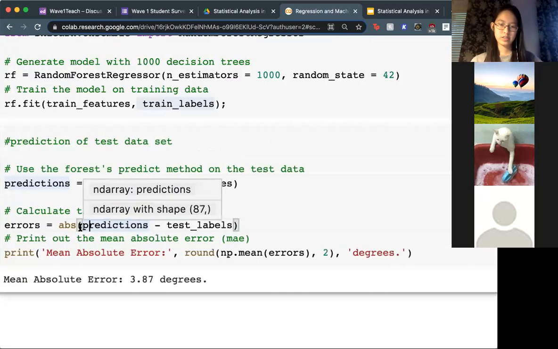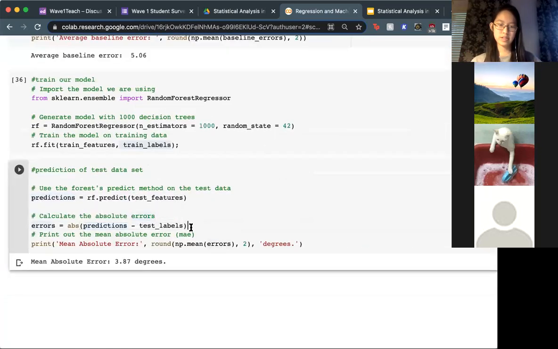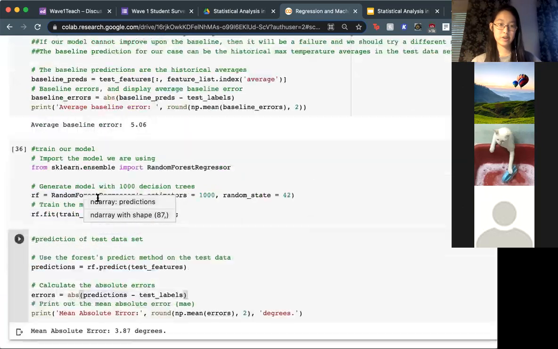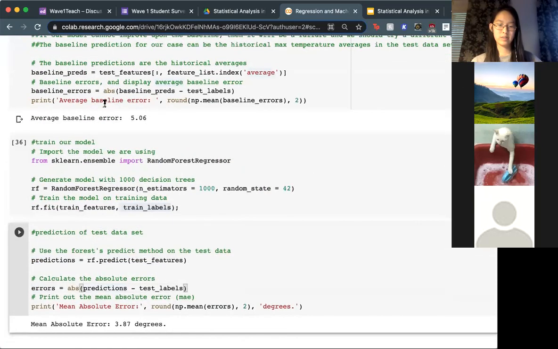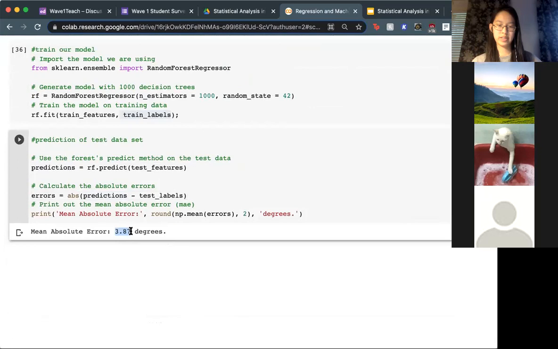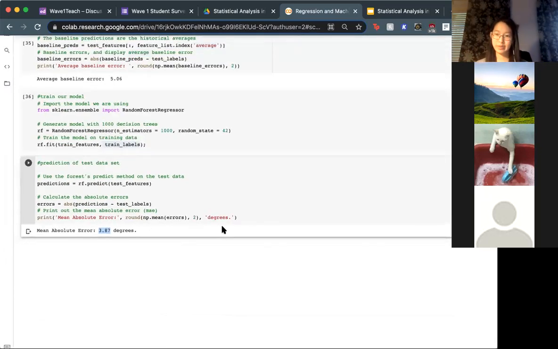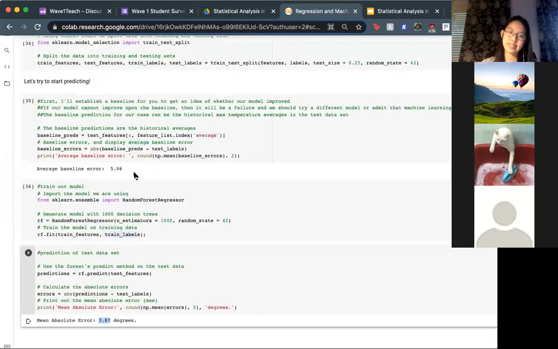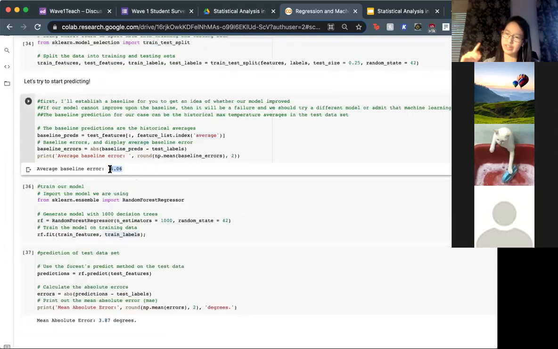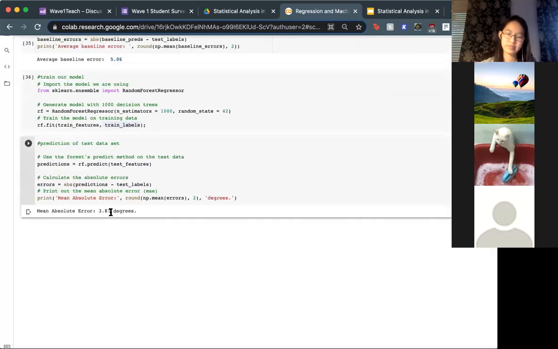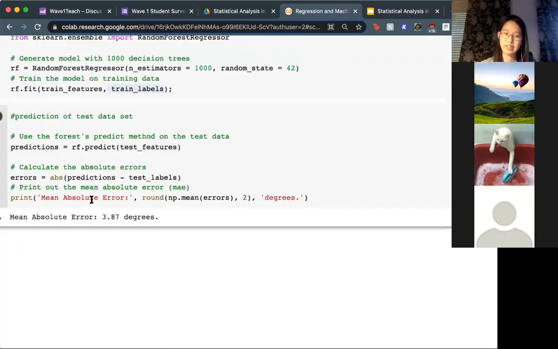So let's try to get the error like they were doing here, and what you get is 3.87 degrees. So yeah, what does that mean for us? If we look at our baseline, that is what happens if we didn't really look at the trends right now. We didn't look at any other features and we were just like, let's say the historical data is the same. It's 5.06 degrees. Here we've reduced it. It's like 3.87 degrees.